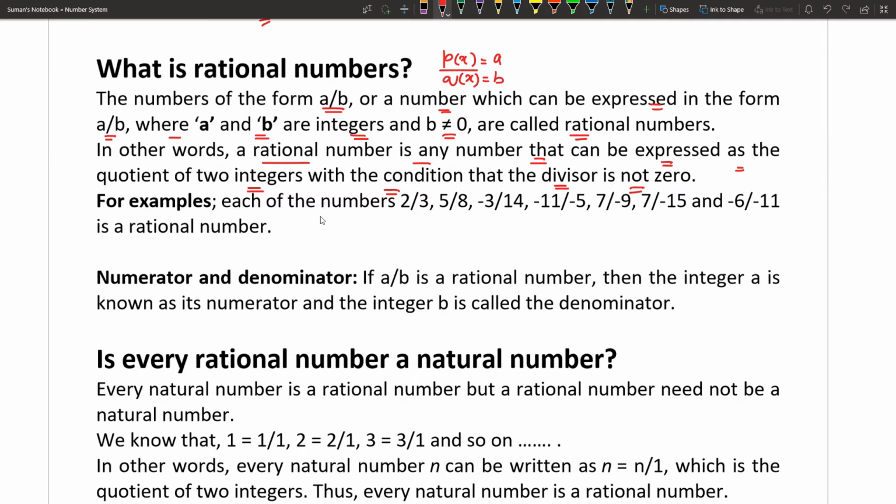For example, each of the numbers 2 by 3, 5 by 8, minus 3 by 14, minus 11 by minus 5, 7 upon minus 9, 7 upon minus 15 and minus 6 upon minus 11 is a rational number. So what is the numerator and what is the denominator? If a by b is a rational number, then the integer a is known as its numerator and the integer b is called the denominator.